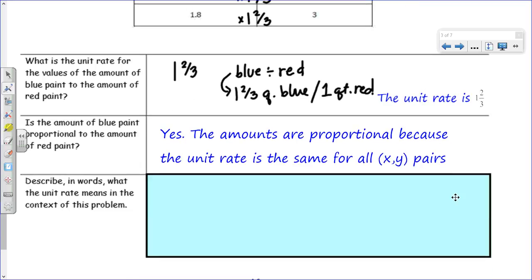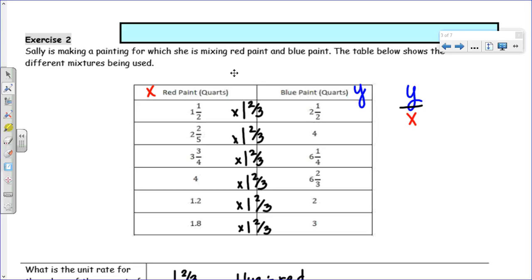What does that mean in context of this problem? A lot of kids are like, what does that context word mean? For this scenario, do you understand what's red and what's blue? Let's talk about this problem.